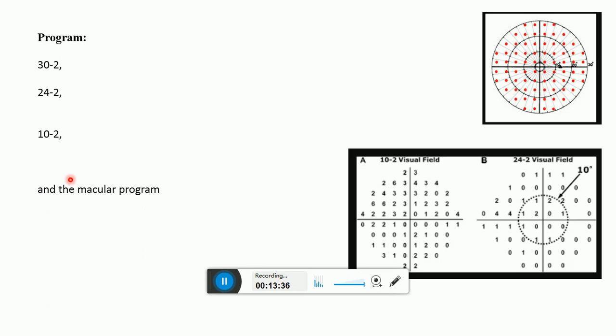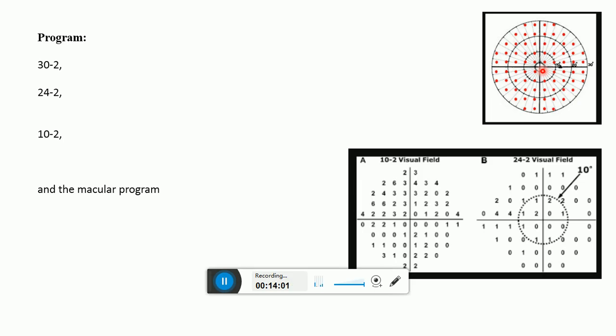available in the Humphrey Field Analyzer, HFA. So what is 32? The 32 tests the central 30 degrees of the retina with fovea as fixation. So this is the 32. This is the fovea. This gives a round printout with 30 degrees around the fovea. The radius of the field is 30 degrees.